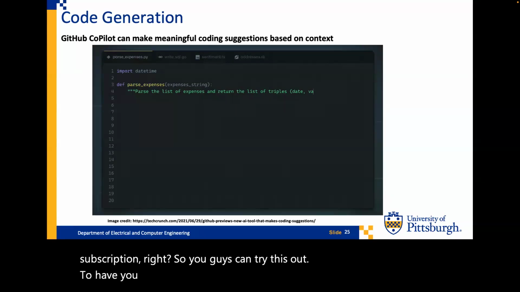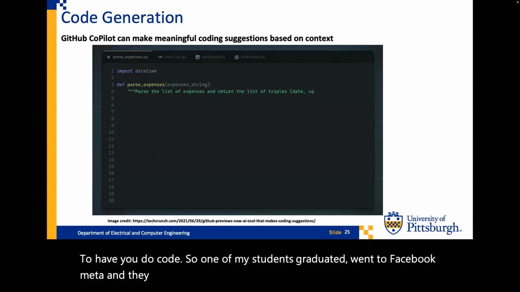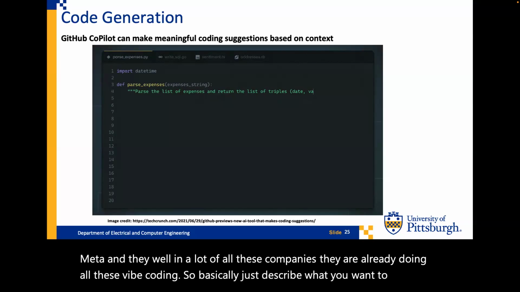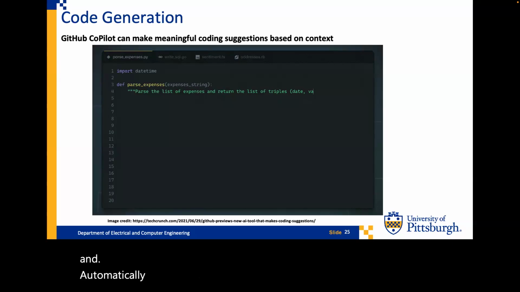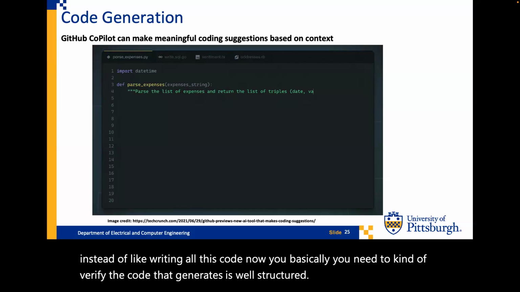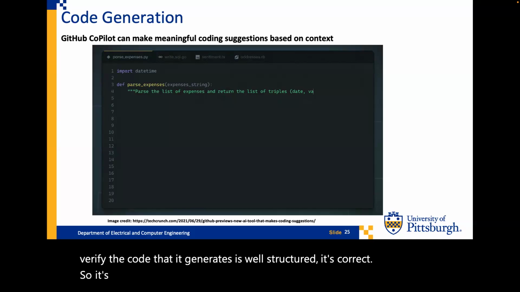So one of my graduate students went to Facebook, Meta, and in a lot of these companies, they are already doing all this vibe coding. So basically, just describe what you want to do, and it automatically generates the code for you. And your job now becomes, instead of writing all this code, you need to verify that the code it generates is well structured and correct. So the role shifting is very interesting.